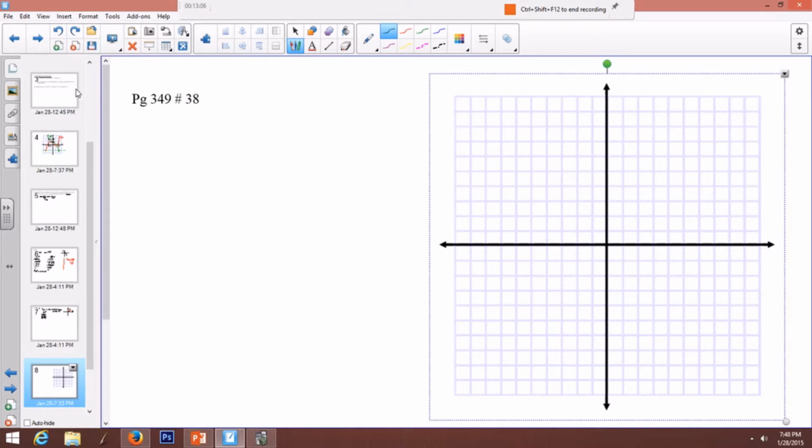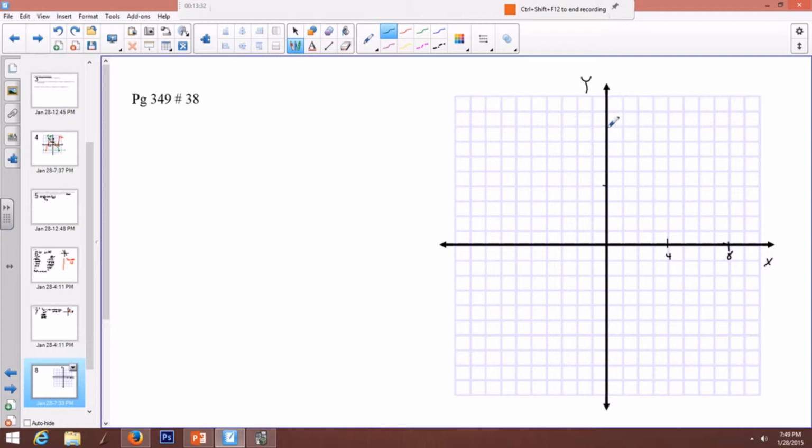Now in number 38, the reason I do ones like this is because there's a lot of questions on the AP Calc test where they just give you a graph and ask you to manipulate it. So in this one, they give us a graph where they plot a point. I'm going to call this x, we'll call this y, and we'll go 1, 2, 3, we'll call that 4, we'll call that 8, do the same thing here. And right there, so 4 and 8.